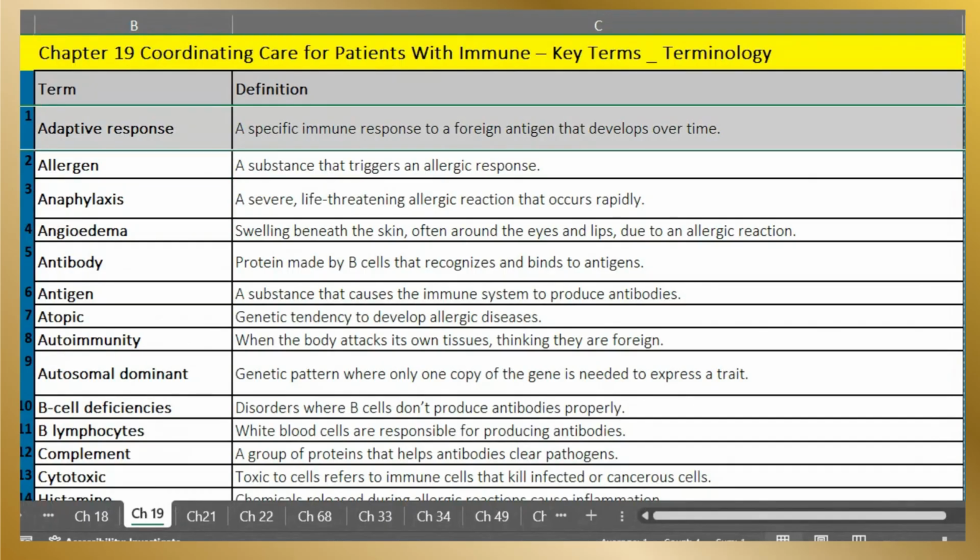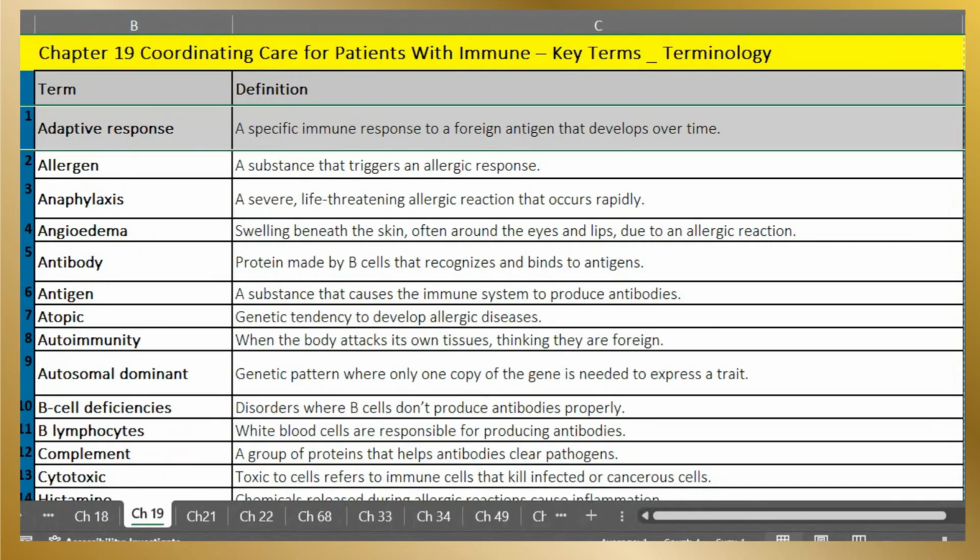Adaptive immunity is a specific immune response to a foreign antigen that develops over time. Think of it like a memory game. Your body adapts and remembers how to fight off known invaders.